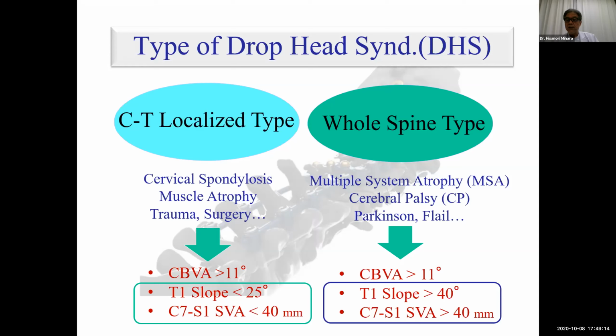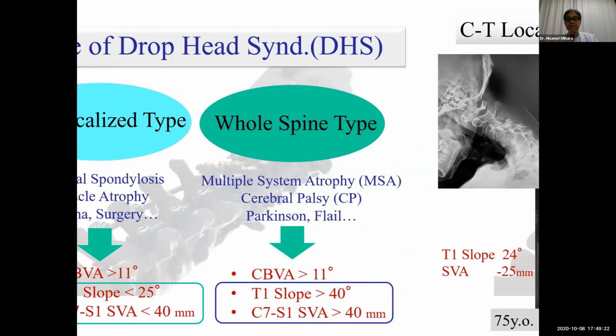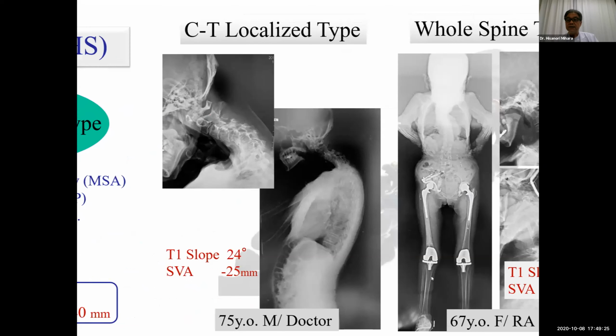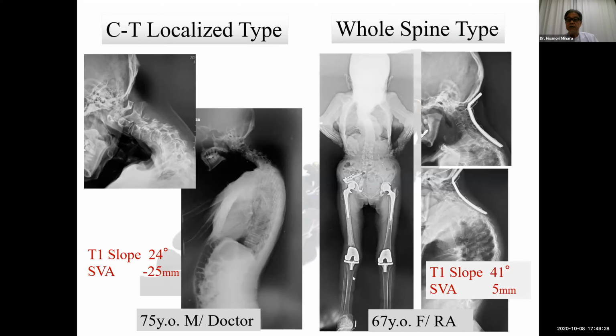This type commonly shows T1 slope more than 40 degrees and C7S1 SVA more than 40 millimeter. These are example cases treated by us in my hospital. The left case was a medical doctor suffering from drop head syndrome classified as CT localized type. And the right case was an RA patient who had received several surgeries. Her drop head syndrome was classified as full spine type.